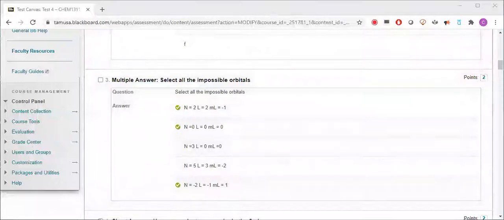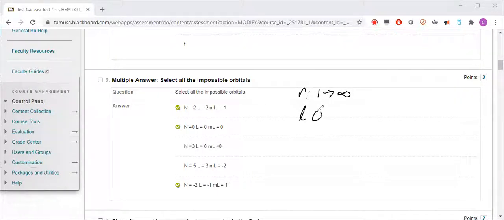Select all the impossible orbitals. So we have to remember our rules for this. n goes from 1 to infinity. That's the possible levels of n. L is anywhere from 0 to whatever n is minus 1. And m sub L is negative L to positive L, including 0.